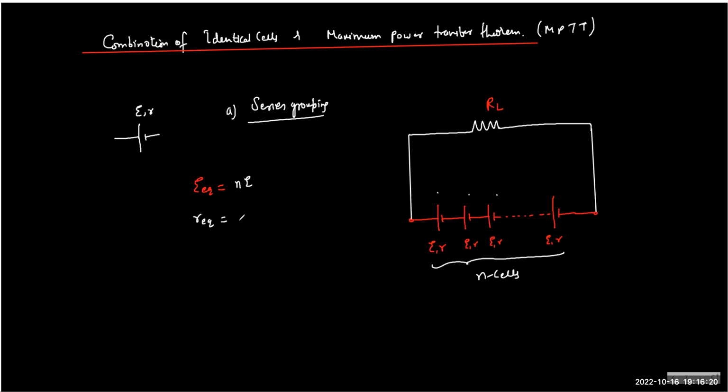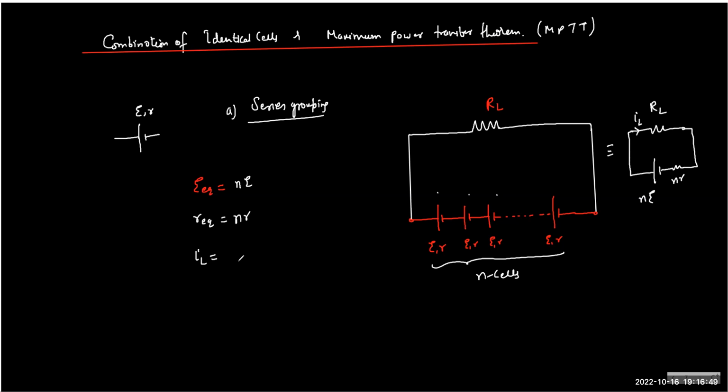Come on, guys. What is the R equivalent of series combination? You can replace it with N times the cell EMF E, and N times R. That's it. Very good. And now this combination is going to serve the load. I can reduce it into a single value, NE and NR.